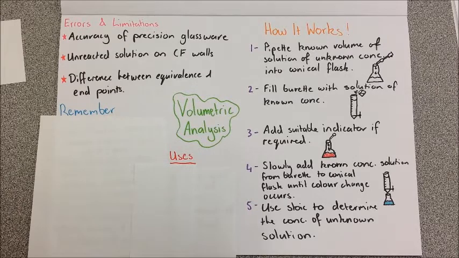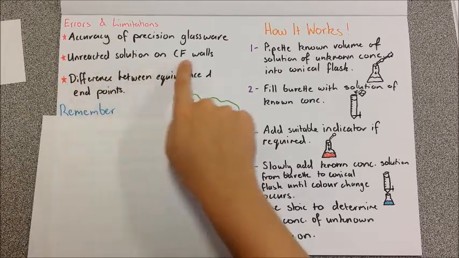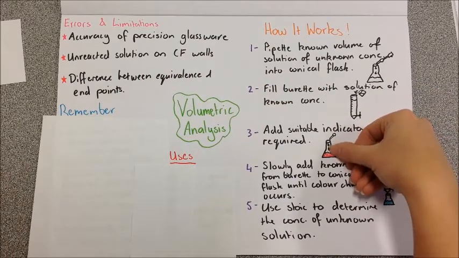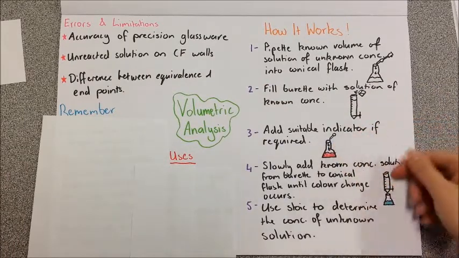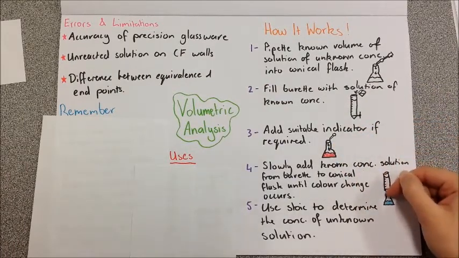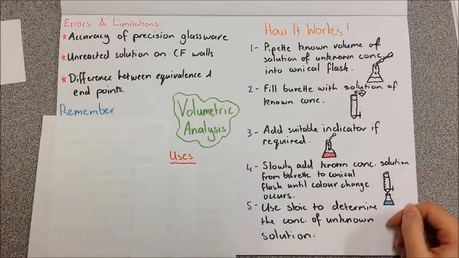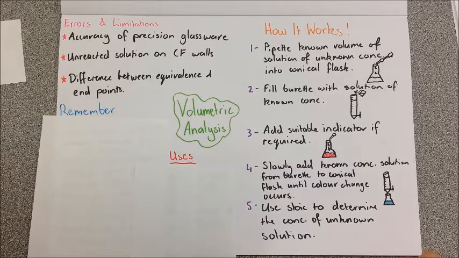You can also get some unreacted solution getting caught on the neck of your conical flask when it's dripping from the burette. So if that has left the burette but hasn't reacted, that's going to have an effect on your final result, because it's going to say that more solution was needed than actually was needed to react.